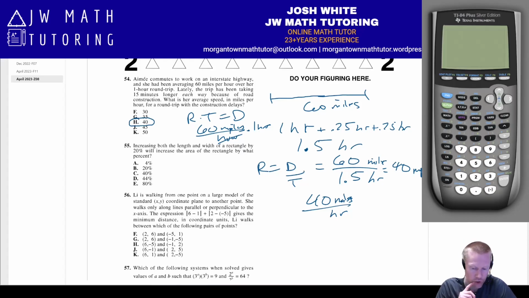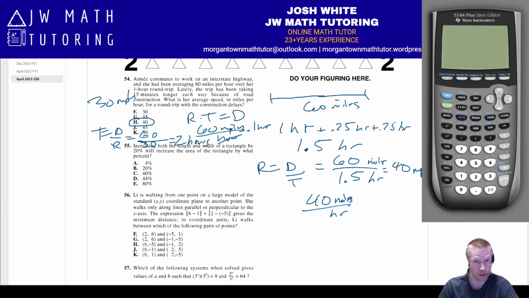Just want to point out also, you could technically do this one via back solving as well, starting with the answer choices and plugging them in. And so what I mean by that is say you started just with F, okay? So if her average speed was 30 miles per hour, and the total distance is 60 miles, how long does that take? Okay, time equals distance divided by rate. So take 60 and divide it by 30. Okay, take 60 miles divided by 30 miles per hour. That comes out to 2 hours.